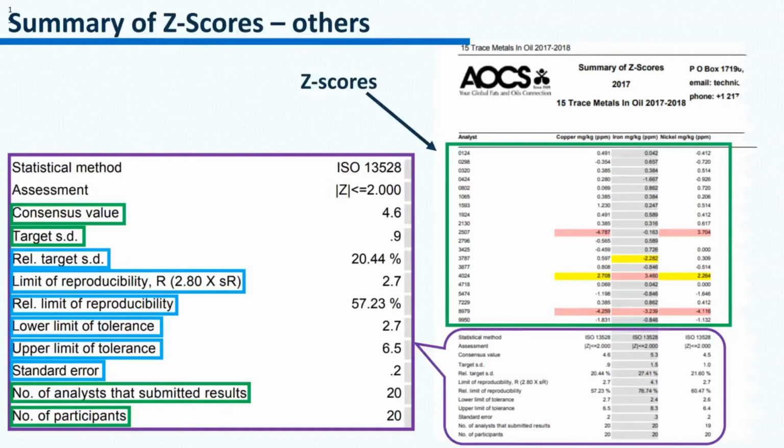How about the other values in the summary statistics? The ones circled in blue are all calculated from the ones circled in green. For example, the relative standard deviation is the target standard deviation divided by the consensus value. The lower limit of tolerance is the consensus value minus 2 standard deviations. To sum it up, the second part of the report contains the z-scores, which are useful in monitoring the performance.